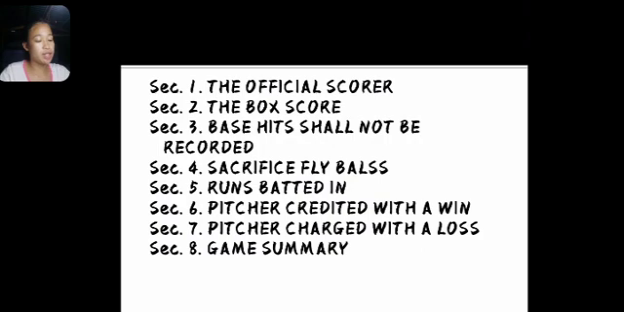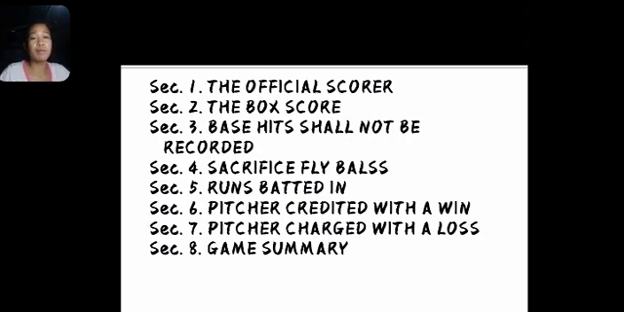Section 4, sacrifice fly balls. The batter scores a runner with a fly ball, or a line drive handled by the outfielder, or the ball is dropped and the runner scores, and in the scorer's judgment the runner could have scored.